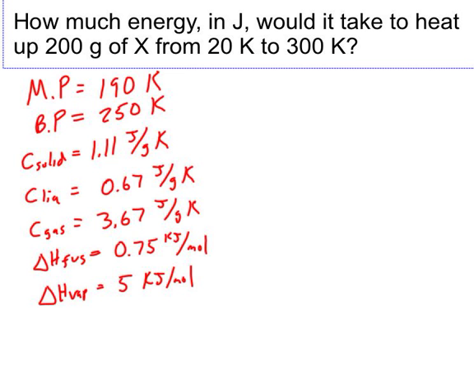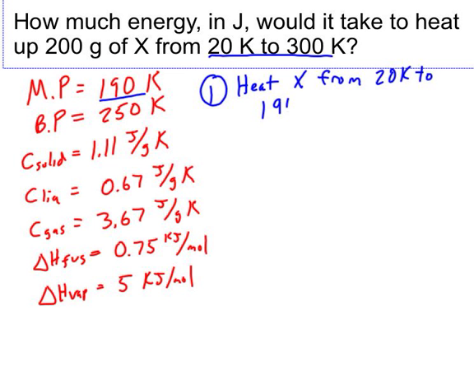So now we have to plot out what's going to happen here. This is not a simple matter of heating up the substance from 20 to 300 Kelvin. We can't just do this all in one go, because there's a number of phase changes that occur along the way. So we have to plan this out in steps. Our first step is to heat substance X from 20 Kelvin to as hot as we can get before we encounter a phase change. Our first phase change occurs at 190, so we're going to heat it from 20 Kelvin to 190 Kelvin, and then we're going to be stuck. So that's our first step.